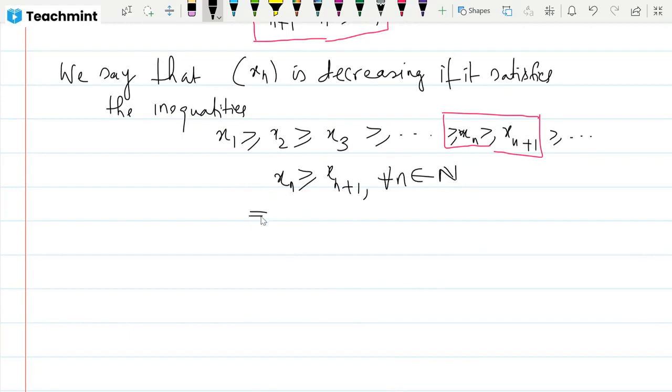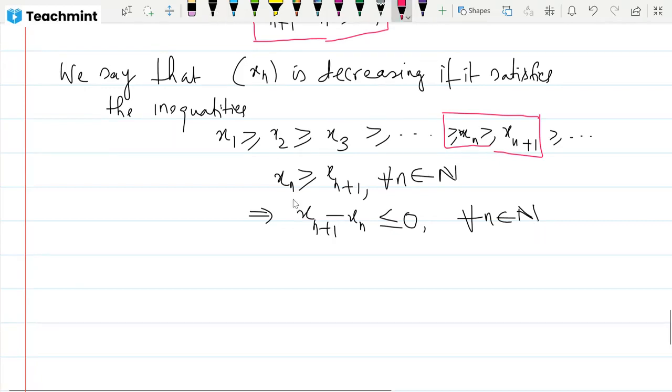I will use this to state another definition. xn plus 1 minus xn, if this difference is less than 0 and it is true for all n belongs to N, then that sequence is a decreasing sequence. If the difference xn plus 1 minus xn is positive, we call it increasing; if less than 0, we call it decreasing. Is this clear? This is the definition.